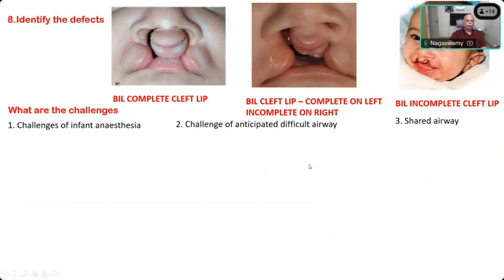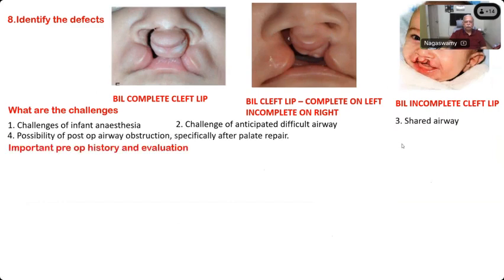Then airway edema, and so possibility of post-op airway obstruction, specifically after palate repair. Very good. Anything else? So these are the 4 things that you have to remember as challenges.